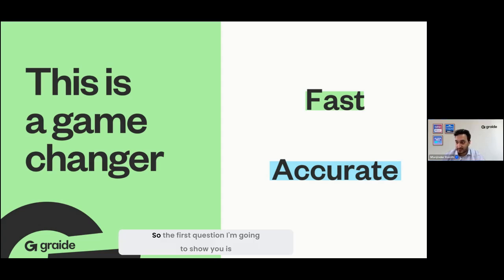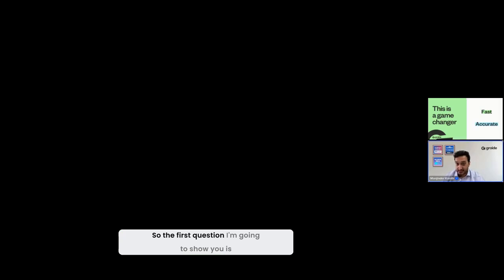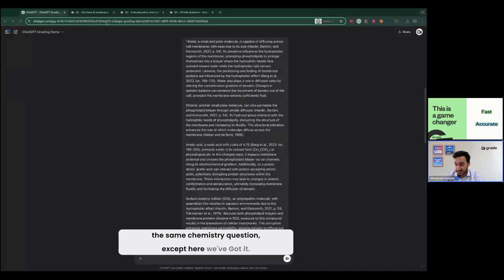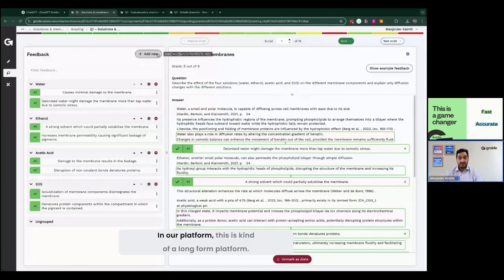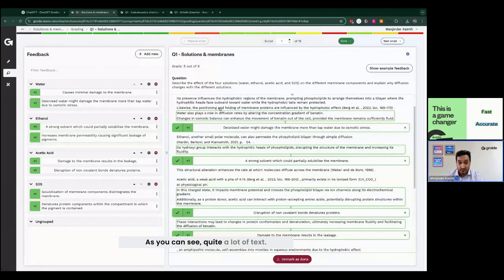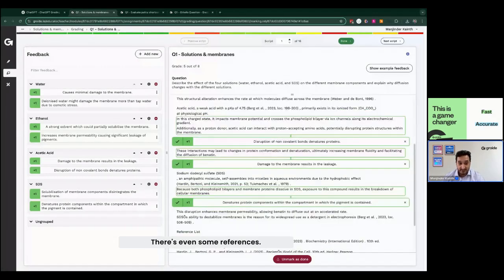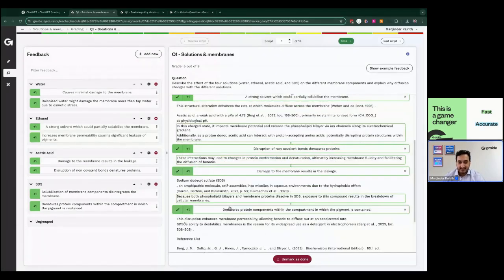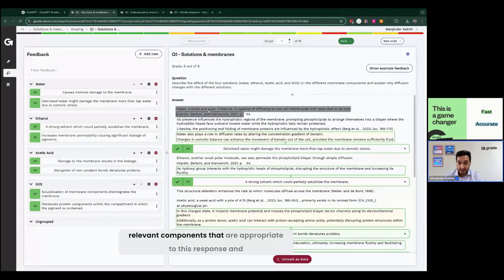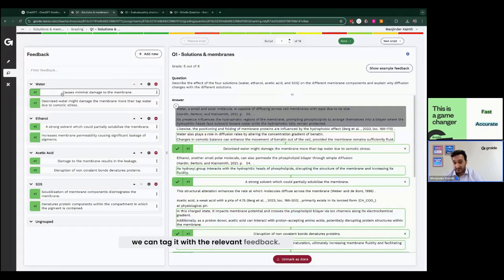So the first question I'm going to show you is the same chemistry question, except here we've got it in our platform. This is a long form answer, as you can see, quite a lot of text. There's even some references. And what we can do is highlight the relevant components that are appropriate to this response, and tag it with the relevant feedback.